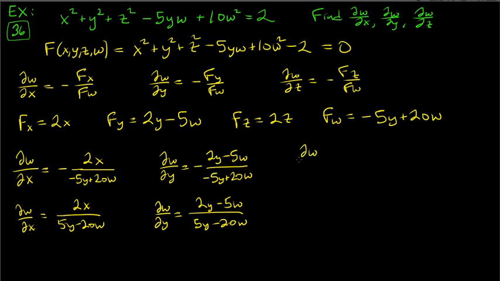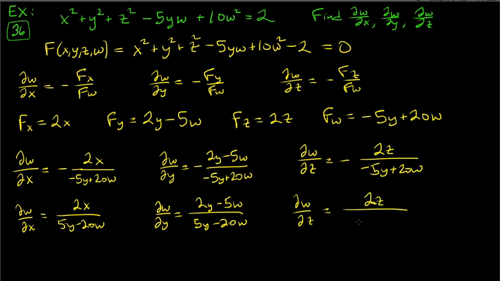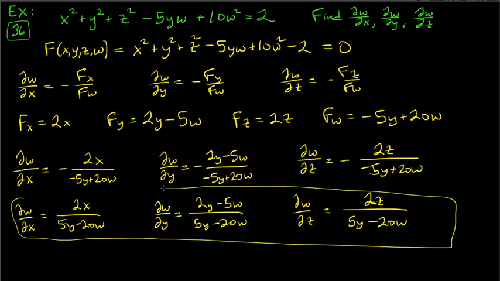And finally, the z partial of w. So minus fz, that's just minus 2 times z, divided by the same denominator, negative 5y plus 20w, and bring the negative downstairs. That might be nice. You don't have to, but in my opinion, it makes it look easier. It looks nicer, maybe. Not that it's easier, but that it's nicer. So these are the 3 partial derivatives that they were asking for.